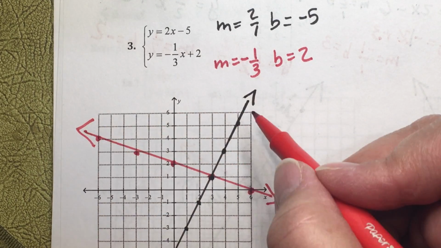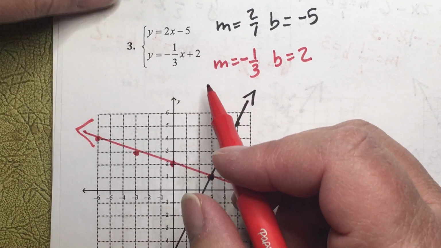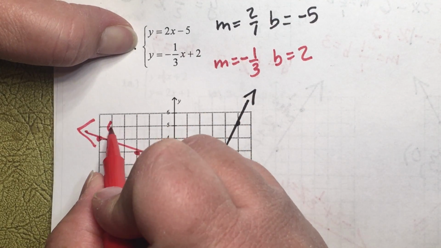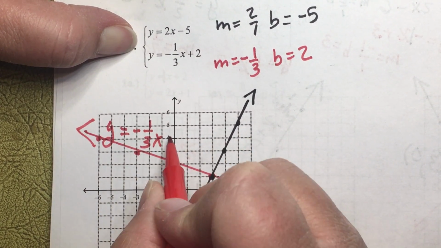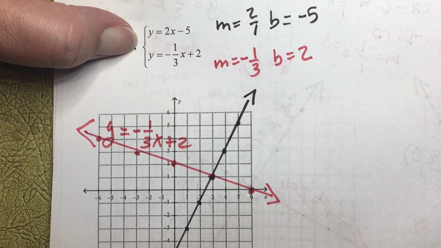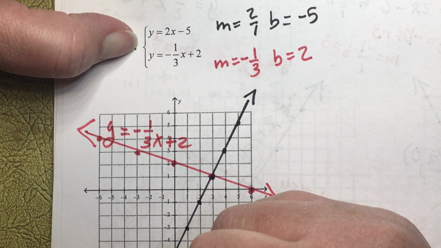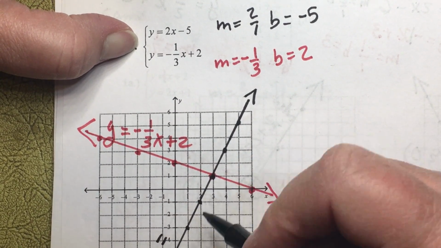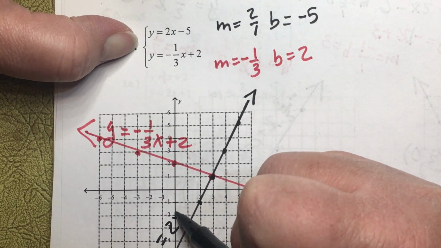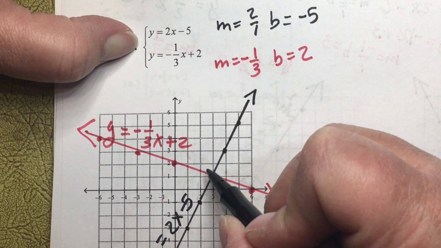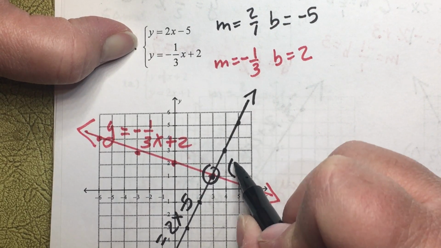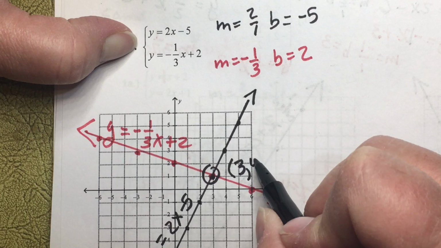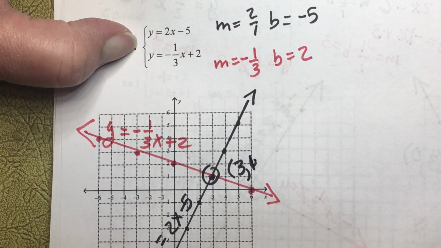Now that I know where I cross, I can write the equations on the line. y equals negative 1/3 x plus 2. And y equals 2x minus 5. And where they cross, positive 3, positive 1. x is 3, y is 1.